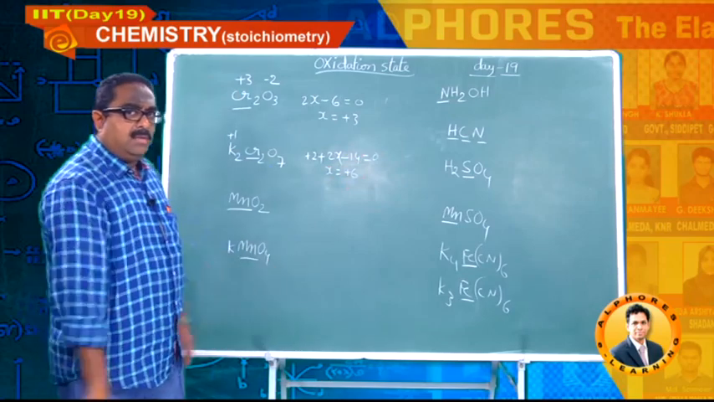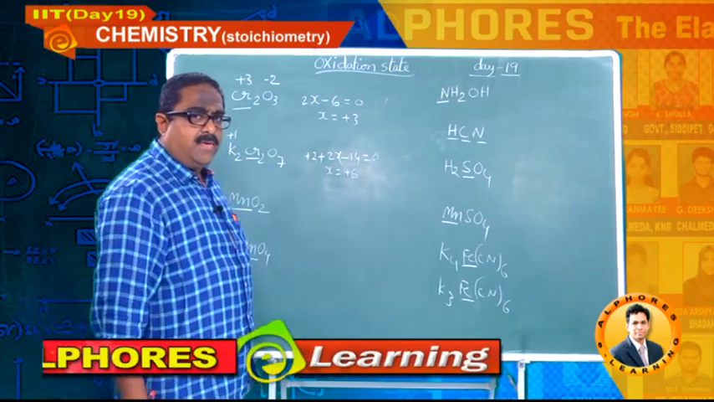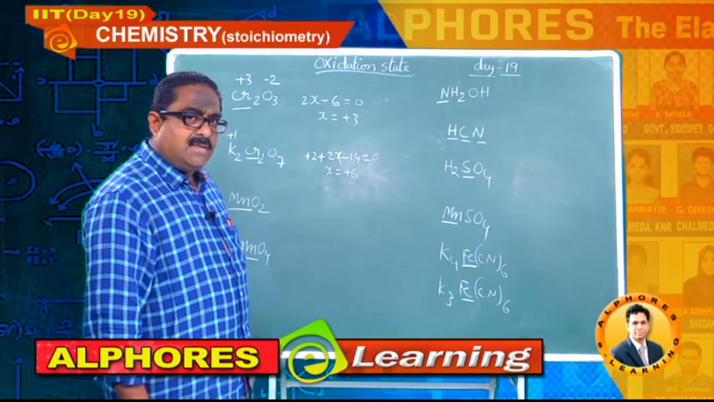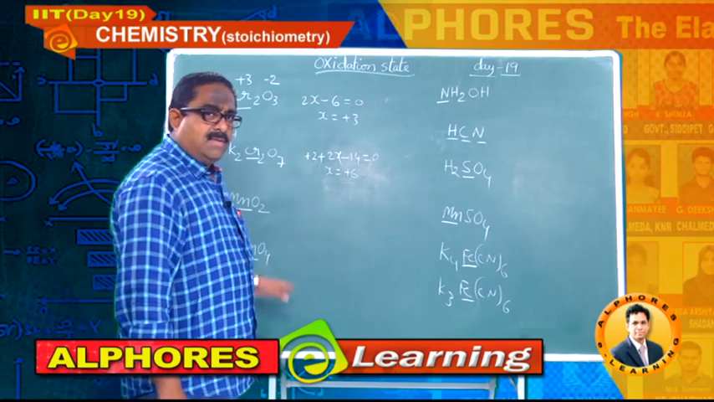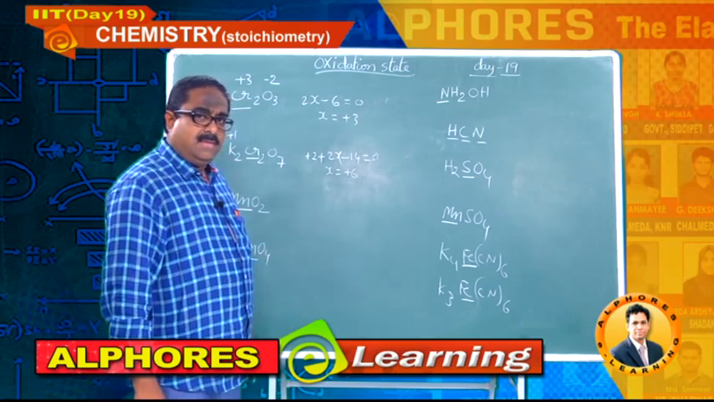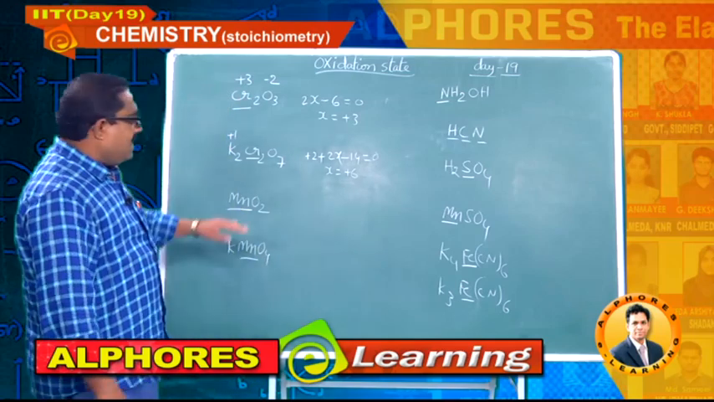Yes, possible. Chromium belongs to 6th B group element. Maximum +6, cannot exceed. It was not exceeded, so you can consider it is normal oxygen, no problem.